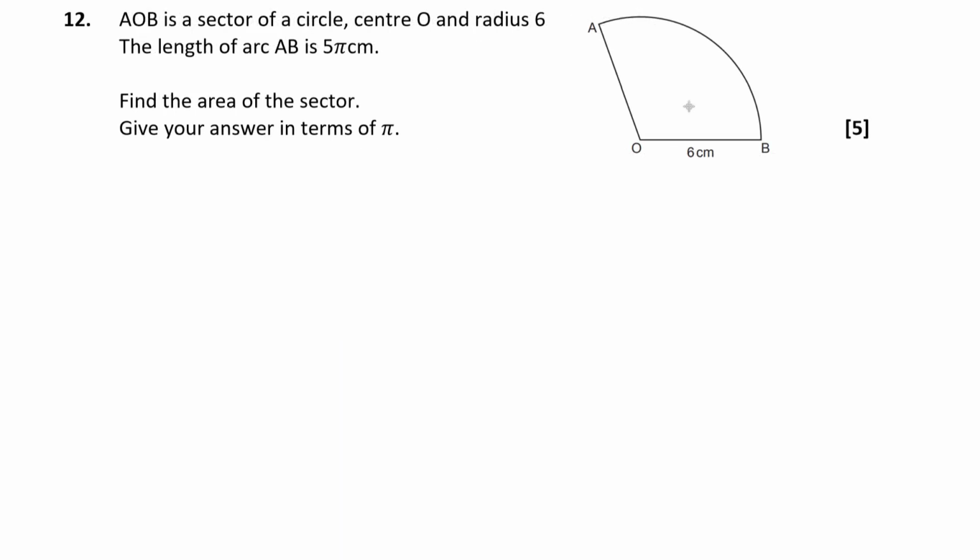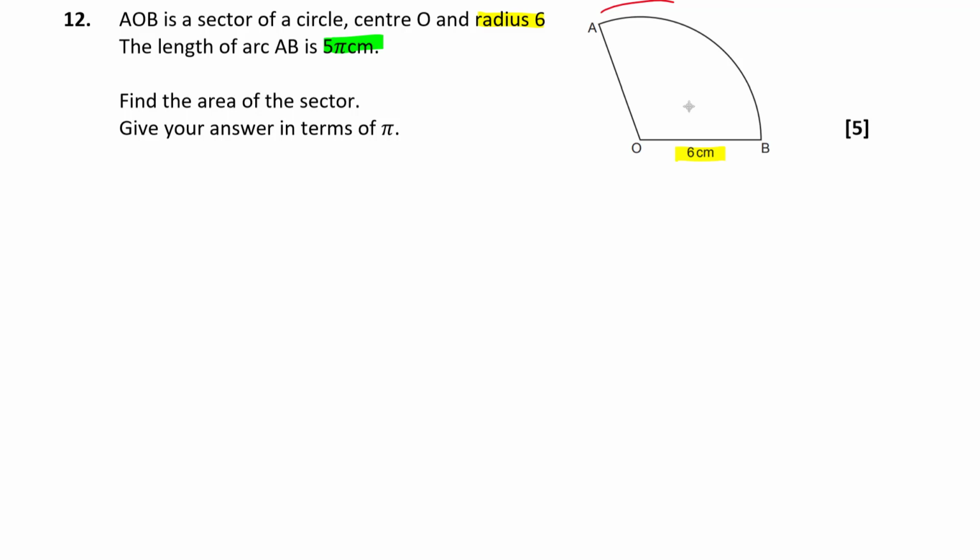Question 12. AOB is a sector of a circle, centre O and radius 6. The length of arc AB is 5 pi centimetres. Find the area of the sector. Give your answer in terms of pi. Okay, so we've been given a diagram here for our shape. Not all the information is on there, is there? We can see that the radius is 6, that's there. We can see AOB, but we've not got the arc length on there, so we need to add that to our diagram. That's 5 pi.